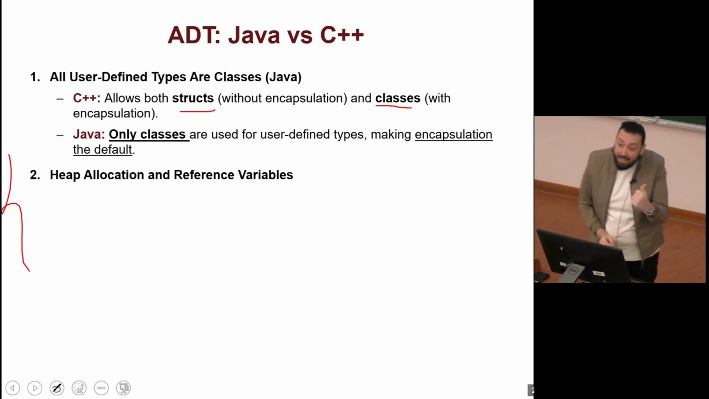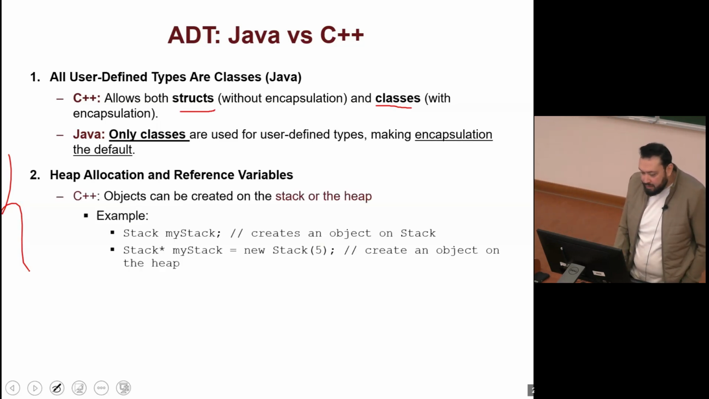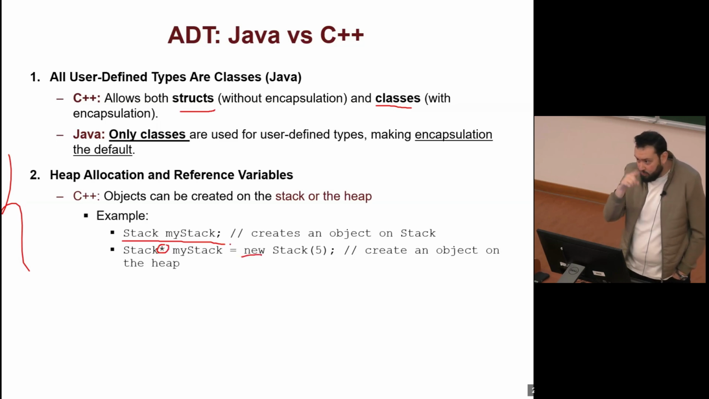But that's not the case with C++. C++ is different. If you do this, stack my stack, it's going to be created on stack memory. When you're done from the main, it's going to be destroyed. But if you call it like this, with new, even if you're using the same stack, this is going to be allocated on the heap.